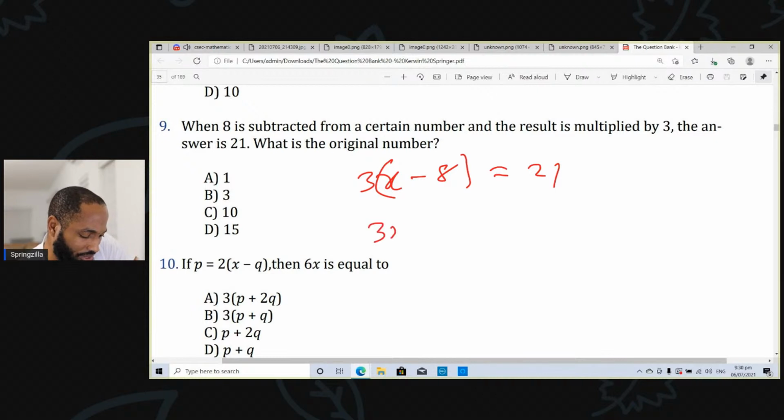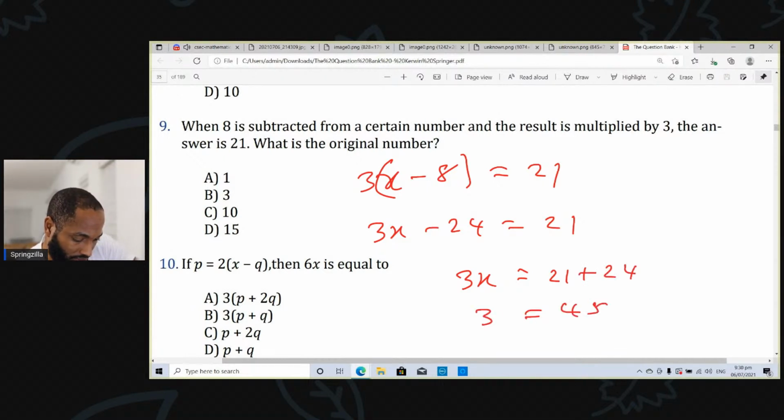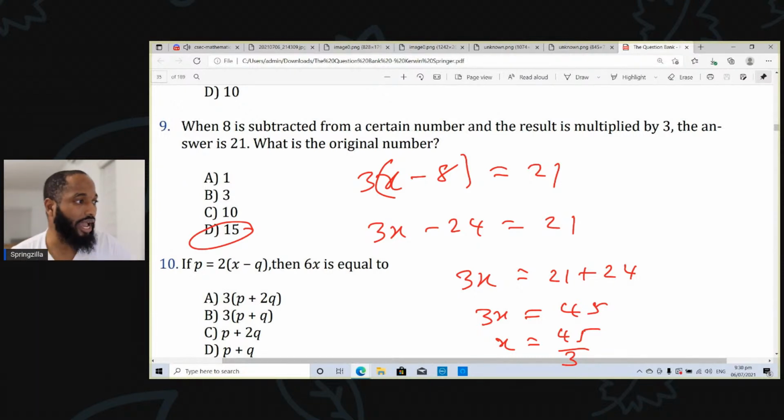So x is 15. The answer is 15. The original number is 15. So you catch the idea of how to do this. You form the equation.